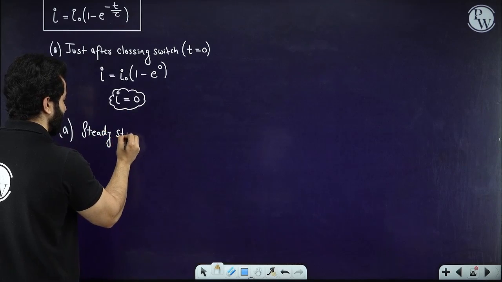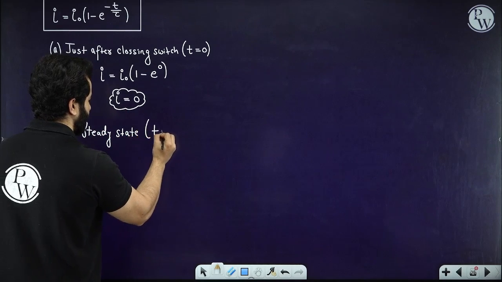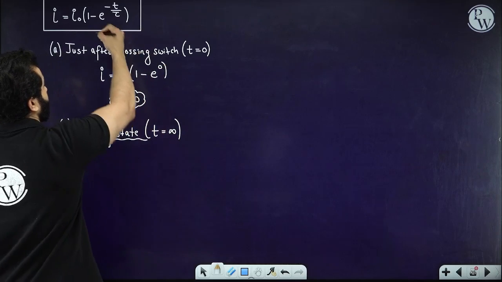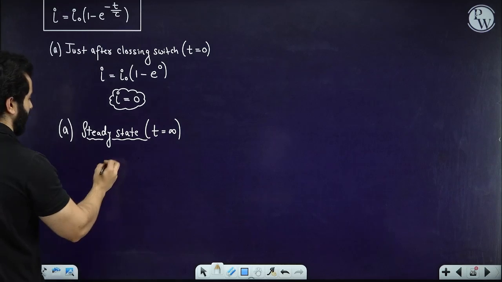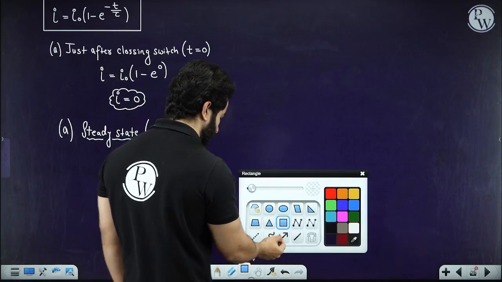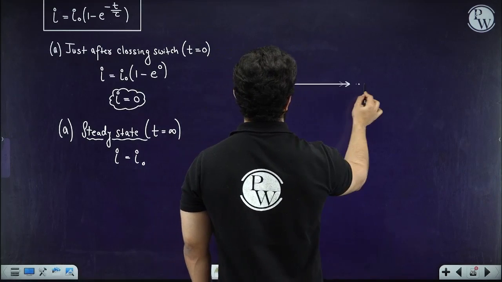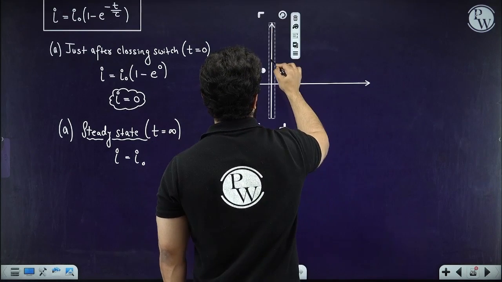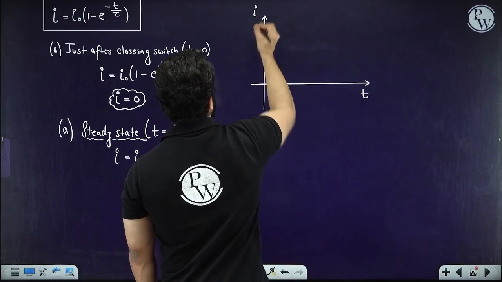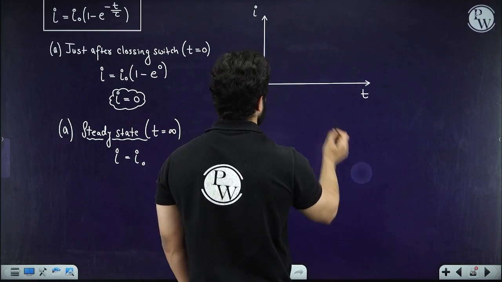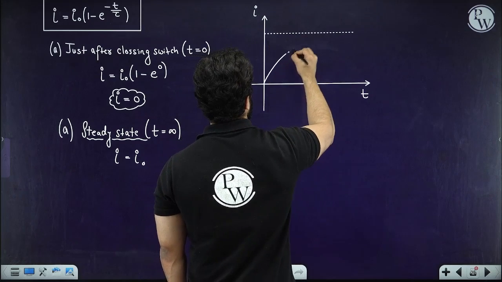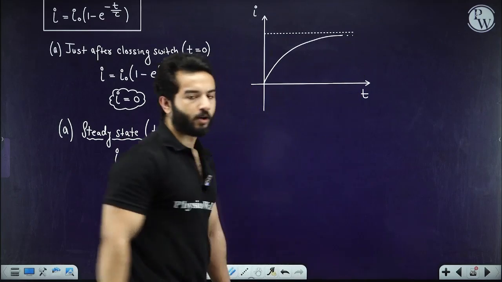Steady state basically means t is actually infinite. If t is infinite, this e to the power of minus infinity is going to be 0, and I will be actually I naught. So the graph of this will look something like this. The growth of current will look somewhat like this. We have time over here and current over here. Let's suppose that the maximum value of current is this, right? So the growth of the current will be somewhat like this. Hopefully you're getting it, right?